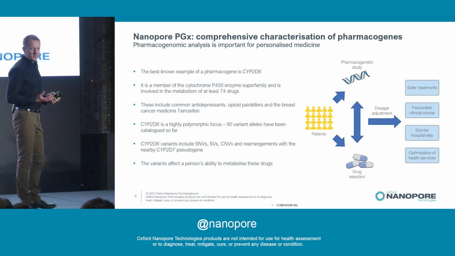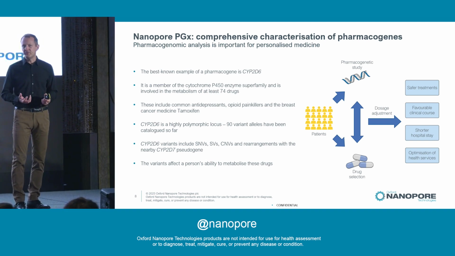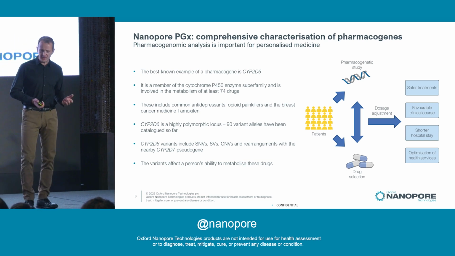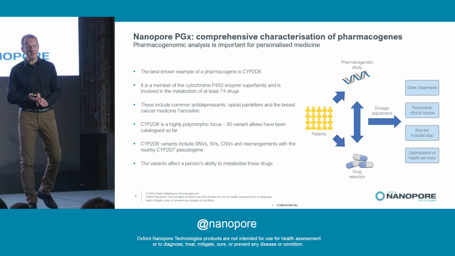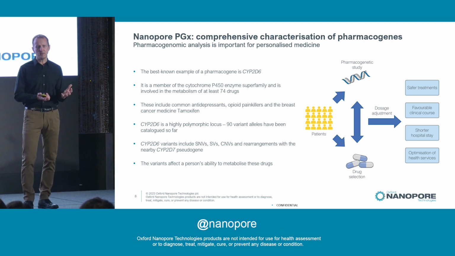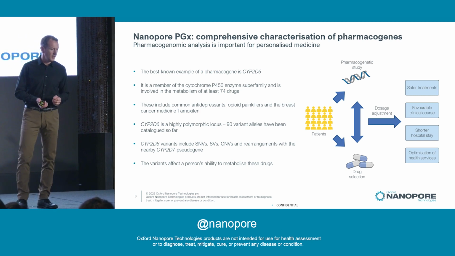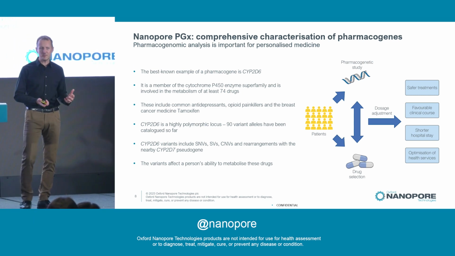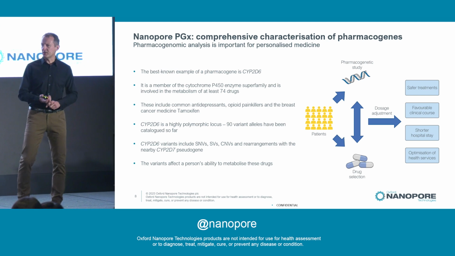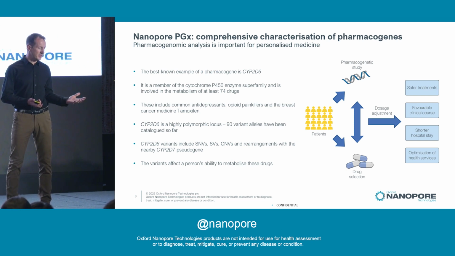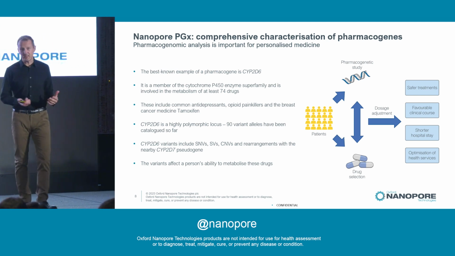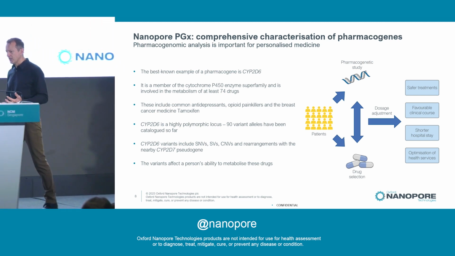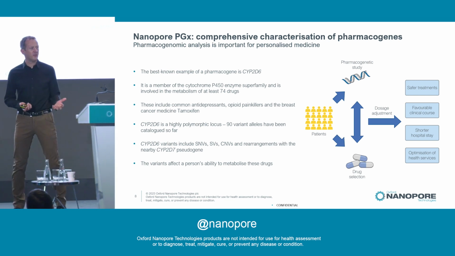So I'm going to illustrate this by talking about probably the best-known pharmacogene that there is, which is CYP2D6. This is a member of the cytochrome P450 enzyme family, and it codes for an enzyme that demethylates drugs. One of the reasons it is so well known is that it's involved in the metabolism of, I think, something like 74 drugs that are in clinical use, including things like opiates, tamoxifen, antidepressants, and so on. But maybe one of the other reasons that it's so well known is that it's one of the most polymorphic genes that there is.